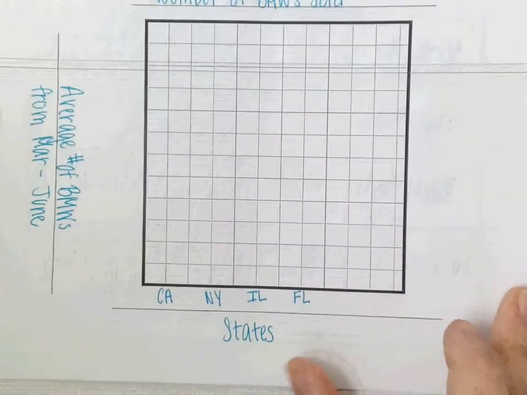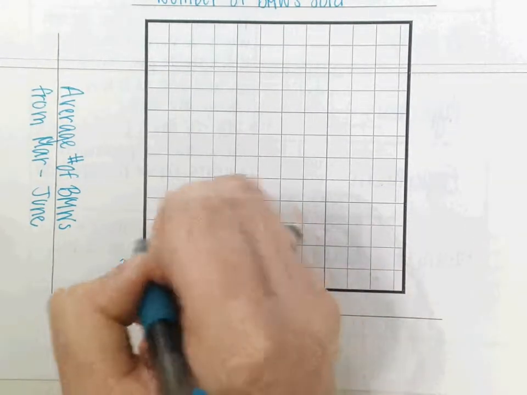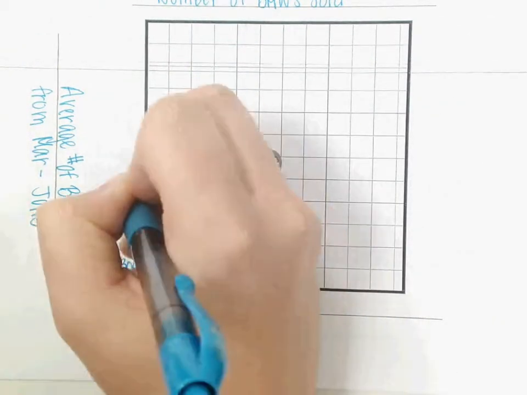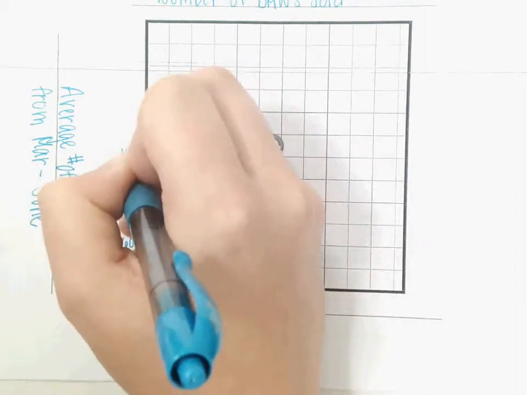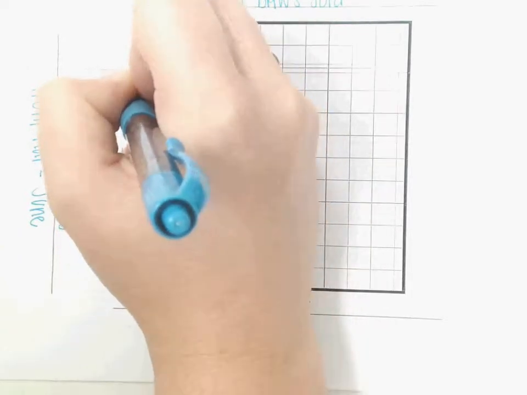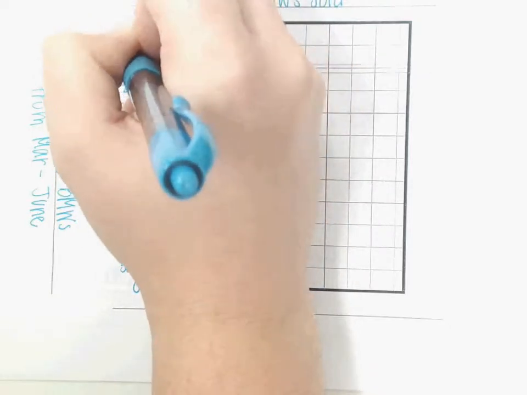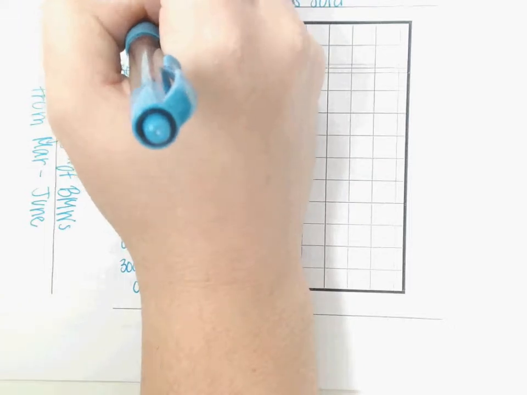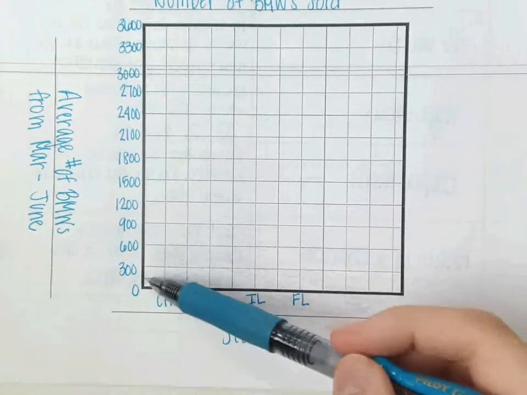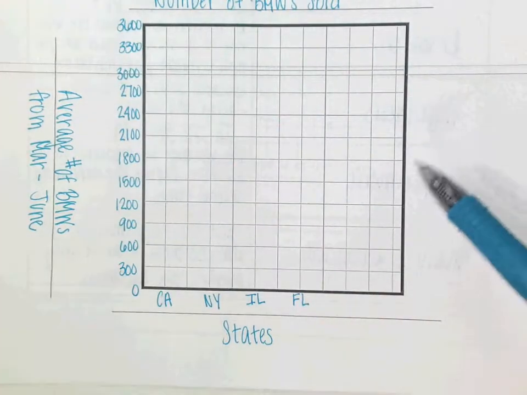We always want to make sure we start down here at 0. And I'm actually going to go up by 300. So I have 300, 600, 900, 1,200, 1,500, 1,800, 2,100, 2,400, 2,700, 3,000, 3,300, and our top is 3,600. If you label them slightly different, it's okay as long as you start at 0 and you go up by an equal amount every time, and as long as you get high enough to graph our California average.